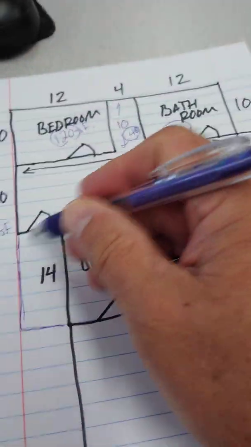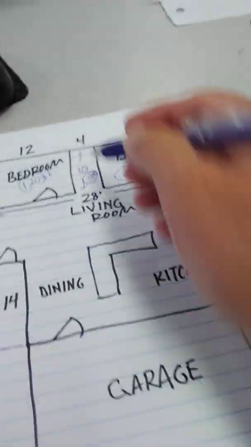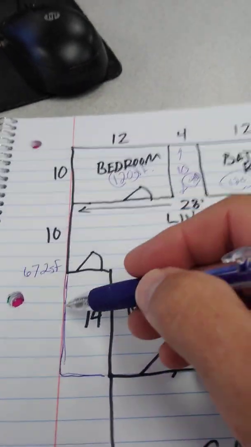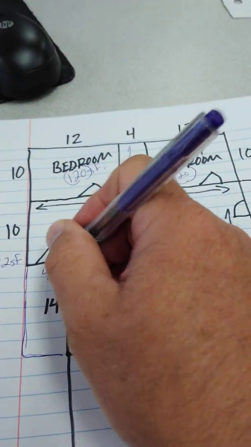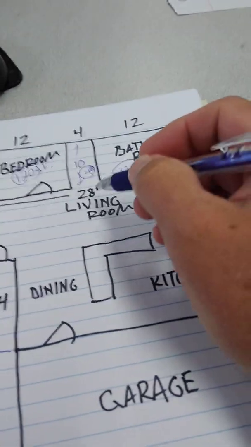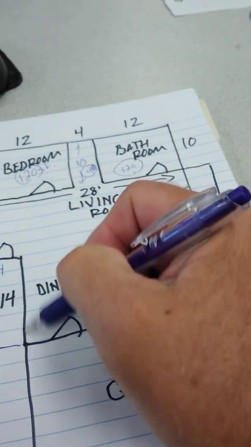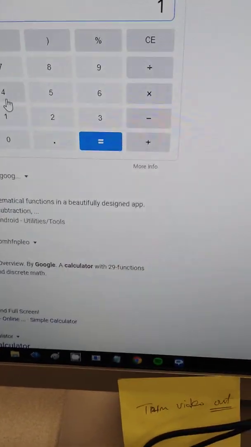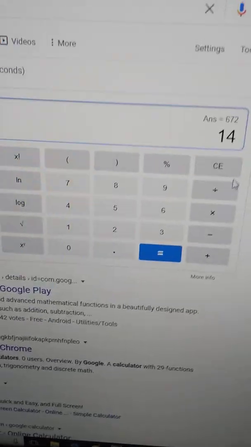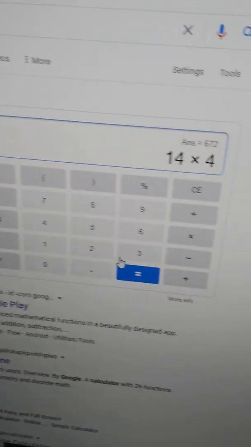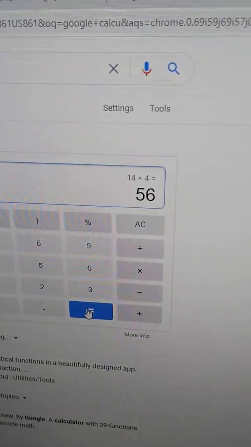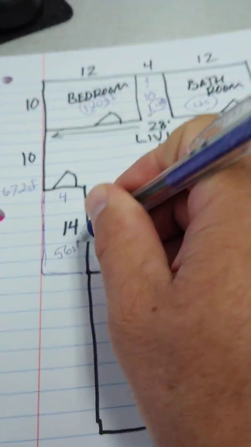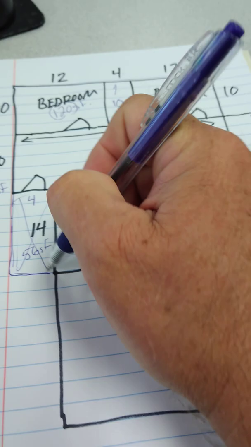And now I need to figure out this space here. So I'm just going to say, I know it doesn't look like it, but let's just say this is the same width as the hallway, and I know it's 14 feet. So 14 times 4, let's go back over here to my calculator, because my brain doesn't work that fast. 14 times 4 equals 56. So this little walkway area is 56 square feet, and we are going to take that out.